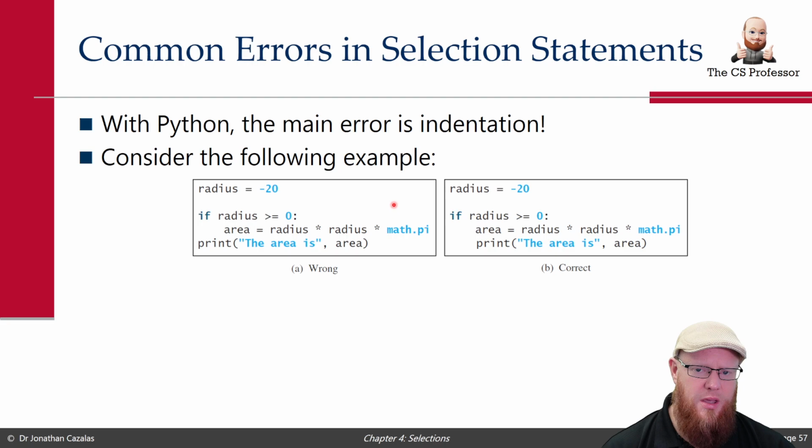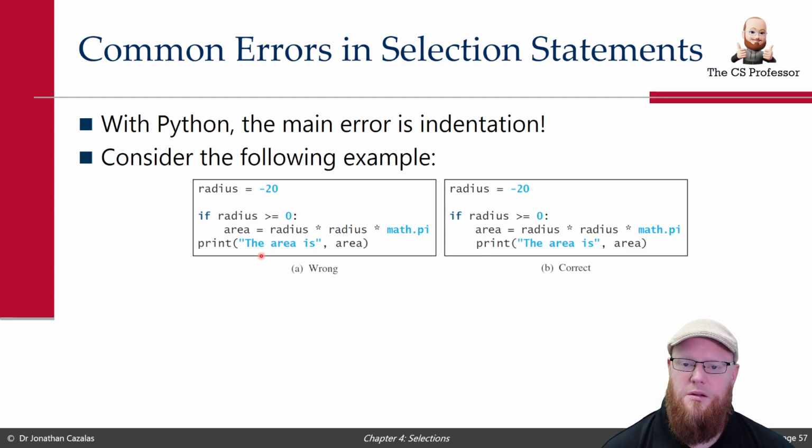Back to that radius example we introduced when we first started this discussion on selection statements. Here we say radius equals -20, and then we say if radius is greater or equal to 0, only then do we calculate the area, and only then should we print the area is area. Well, we did that correctly over here. If the radius is greater or equal to 0, calculate the area and print it. But if it's not, we could have done nothing, or I could have put else, error, you entered a negative radius, which makes no sense. We could have just said, hey, that's not even a valid radius.